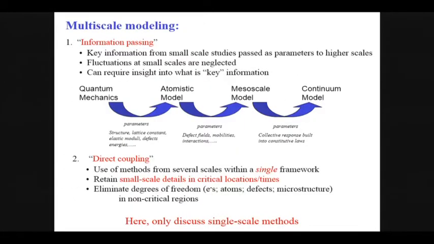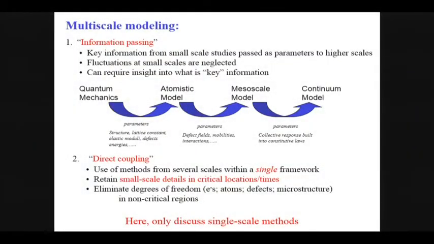Now, when we do multi-scale modeling, there are two ways to think about problems. One is to treat each scale separately and then take smaller scales, derive, say, constitutive behavior, and give it to the next higher scale as an input parameter. And so this is a sort of information passing.